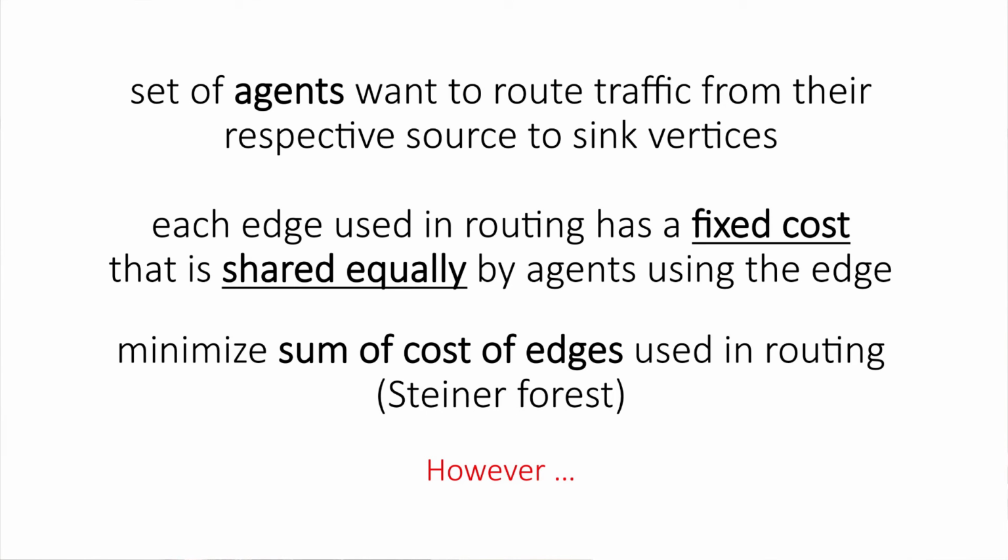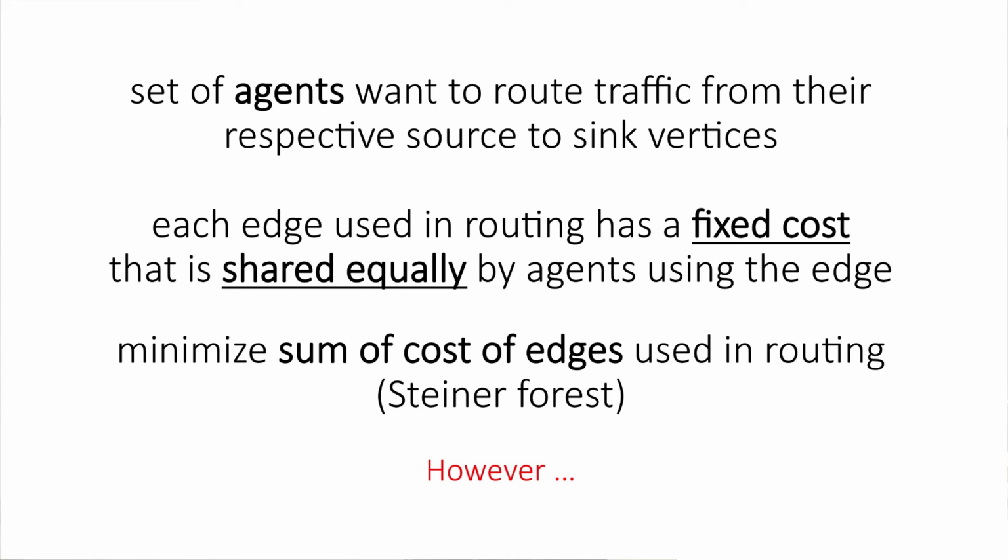So, what do I mean by that? Imagine that you have a bunch of agents on a network, and each agent wants to route traffic from some source to some destination node. Every agent wants to select a routing path and route traffic from its source to destination. Now, the kind of costs I would be concerned about in this talk are what I call fixed costs. What that means is that every edge that is used in any routing path has a fixed cost that has to be paid.